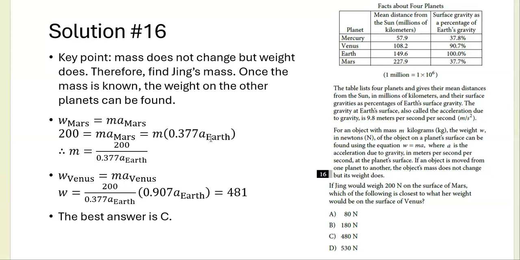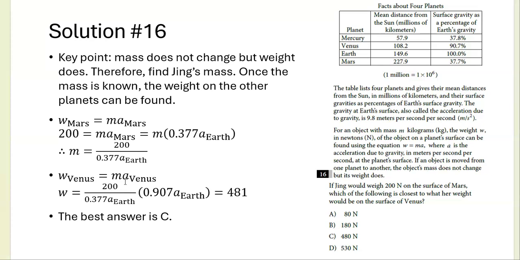Okay, so we symbolically solve for m, the mass. Mass is 200 over 0.377 A Earth, okay? And now we can go find the weight on Venus. The mass is the same. We found the mass right here.